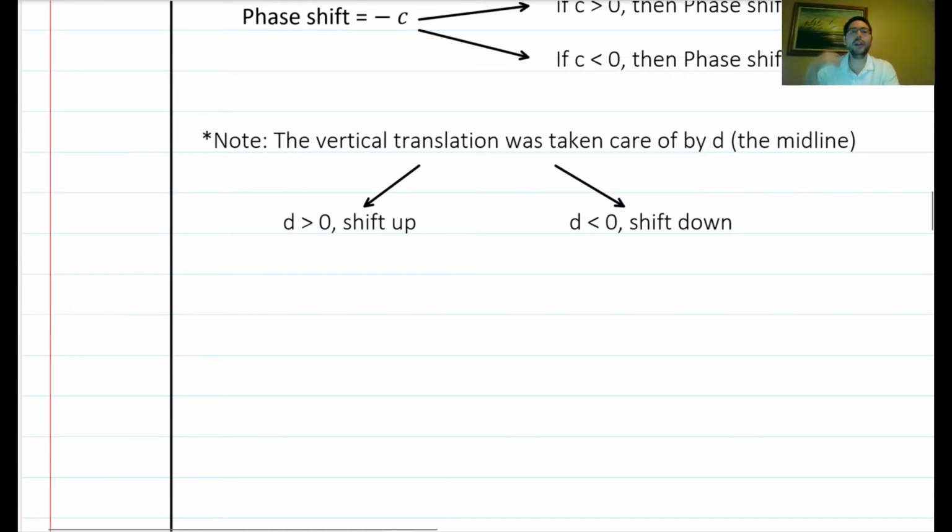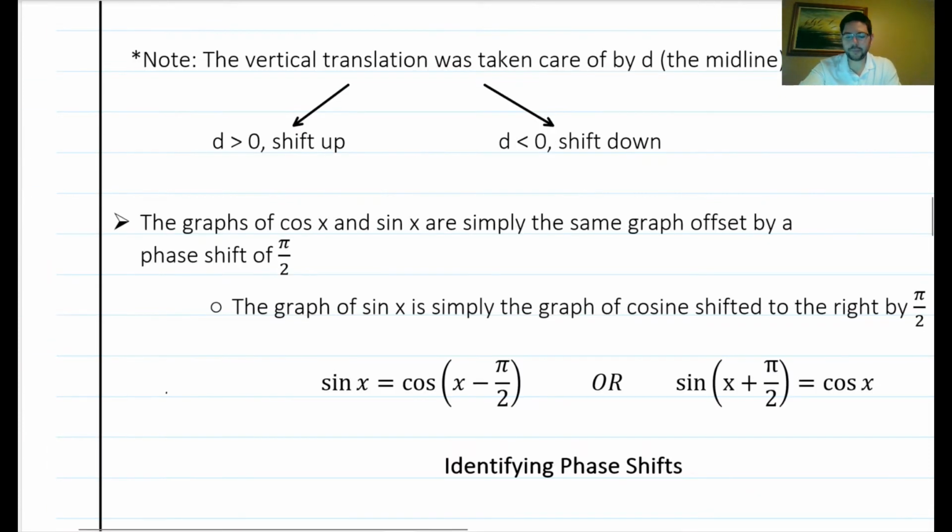All right, so note that since the phase shift takes care of the horizontal translation, the vertical translation is already taken care of by the D term. Remember the midline. We showed you this graphically, but when the D was positive, it shifted the graph up. When the D was negative, it shifted the graph down.